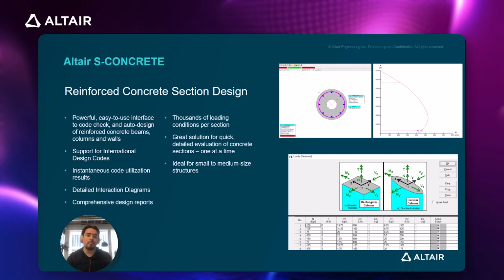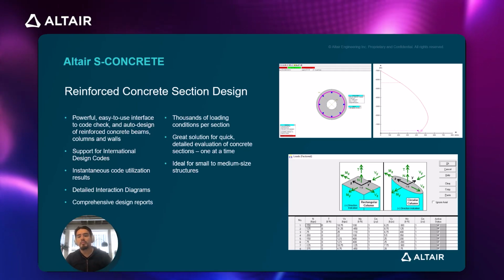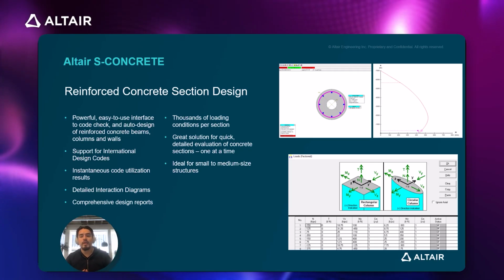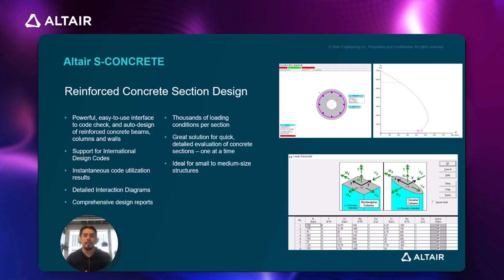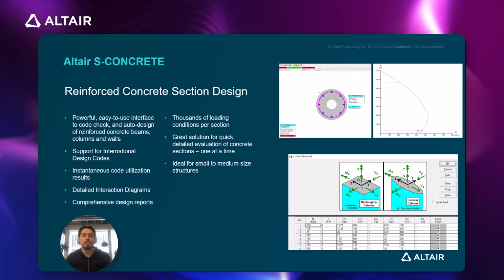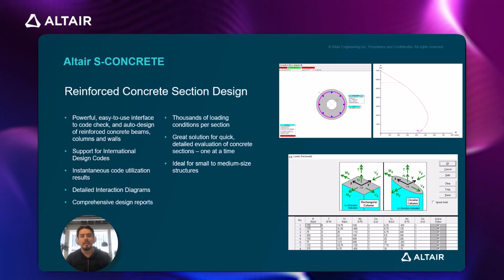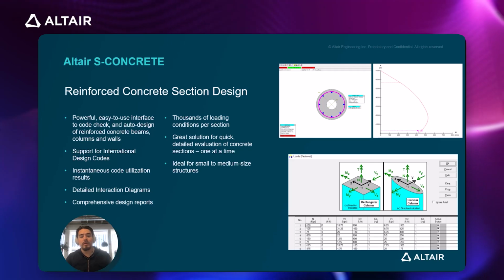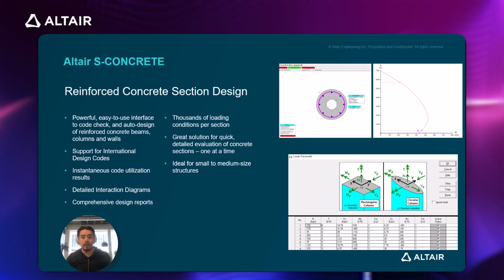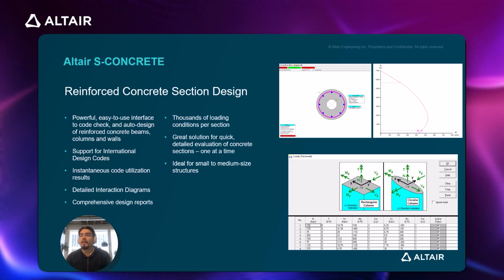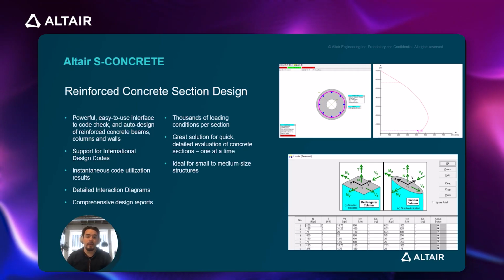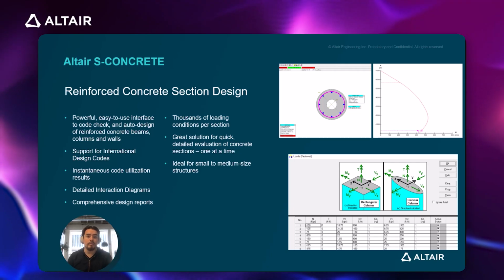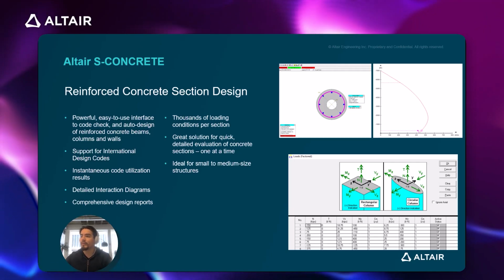You can add up to thousands of loading conditions per section, up to 32,000. So you can go all the way and load your sections as much as necessary, right? With different load cases and combinations. All of this makes S-CONCRETE a great solution for quick and detailed evaluation of concrete sections one at a time, which makes it ideal for small to medium-sized structures.